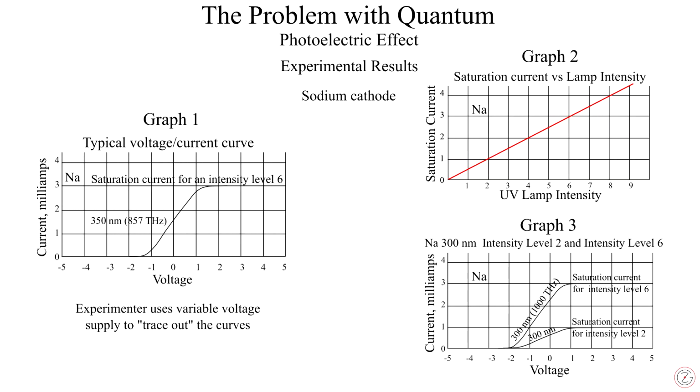Here are 3 graphs generated using the phototube. Experimental simulations are available on the internet, allowing you to follow the data acquisition. All graphs use sodium metal. Graph 1 shows the basic dataset acquired, using a manual voltage sweep for any frequency and intensity level. Graph 2 shows the light intensity affecting the current. Graph 3 shows that the current flow starts at the same voltage regardless of light intensity.